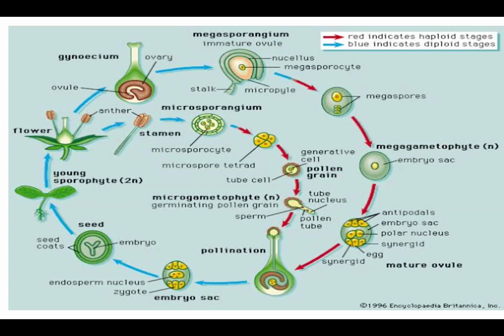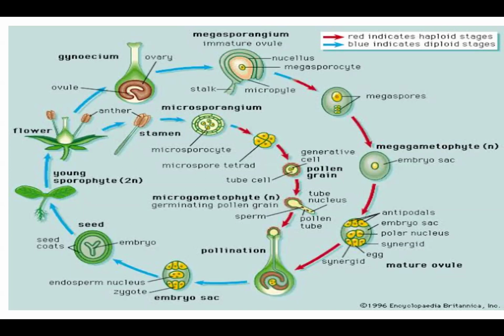So from the microspore mother cells, we were getting the pollen grains, and this pollen grain was called the microgametophyte, or germinating pollen grain. This would sit on the stigma. So now what happens in the gynoecium, in the ovule?